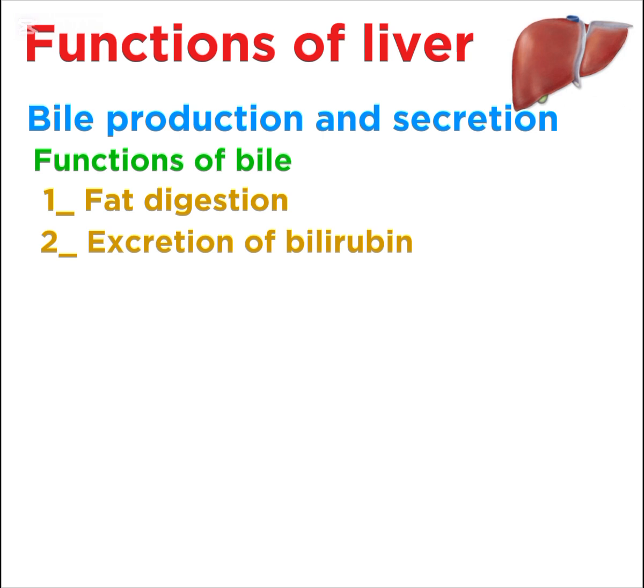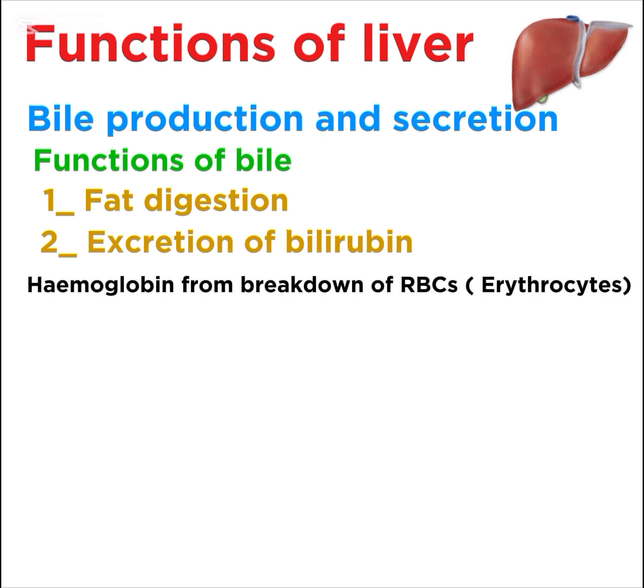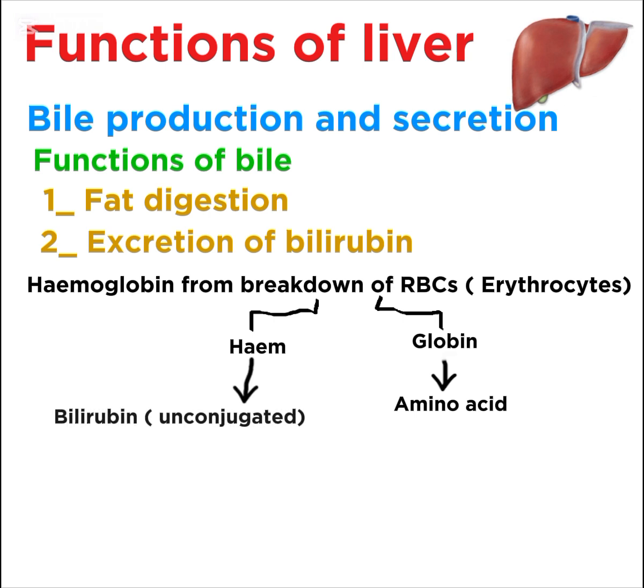Bilirubin comes from the heme portion of the hemoglobin after breakdown of the red blood cells. So, after the breakdown of the old red blood cells in the spleen, hemoglobin is released and converted into heme and globin. Globin is converted into amino acids and used by the body, while on the other hand, heme is converted into bilirubin that is unconjugated and water insoluble. It is carried in blood bound with the plasma protein albumin.